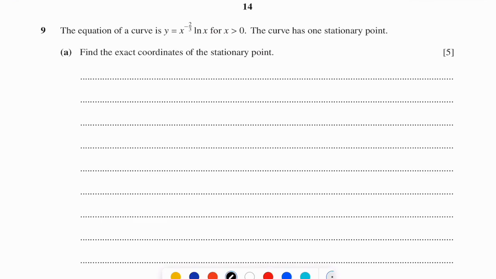Well, dy by dx is equal to what? Well, remember what we've got here. We've got a product, so as a result, we're going to have to use the product rule. And so if we do that, we get negative 2 over 3 x to the power of negative 2 over 3 minus 1 ln x, plus x to negative 2 over 3 times 1 over x.